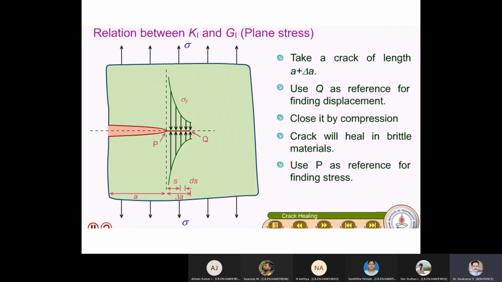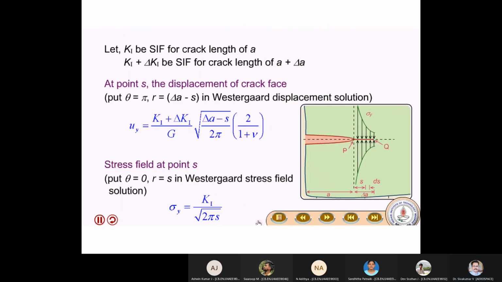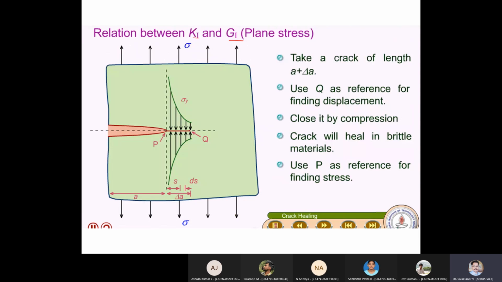Now there is a relation between K1 and G1. Here also I will touch upon something very briefly, not deeply. There is a relation existing between energy release rate and stress intensity factor, SIF. You can relate. Either you can go from here to here, or from here to here. How to get that particular relation? Let us see right now.